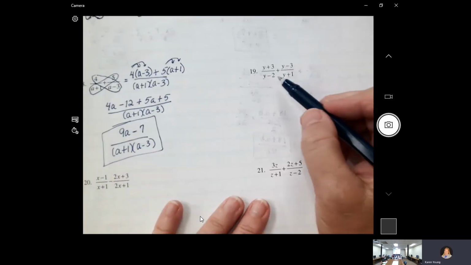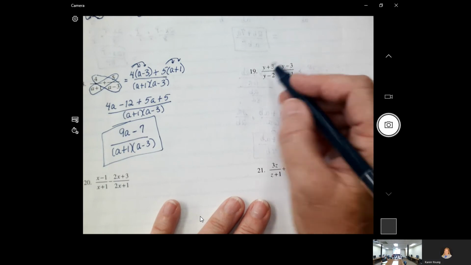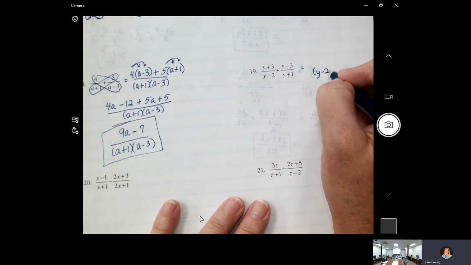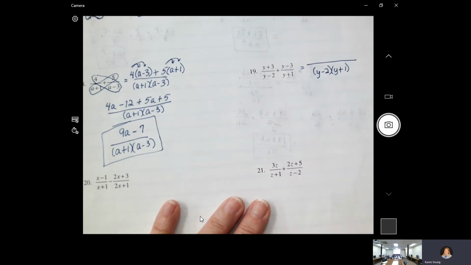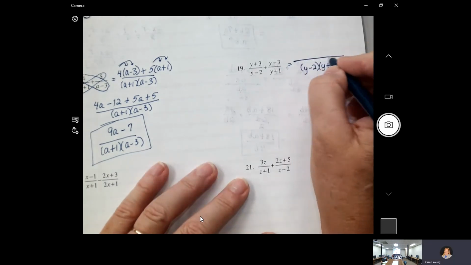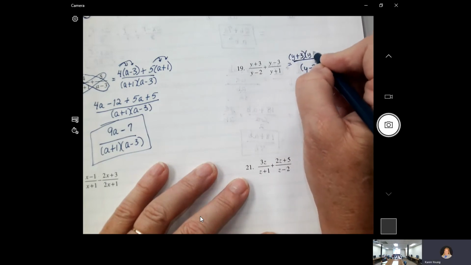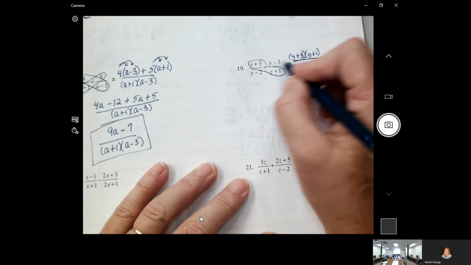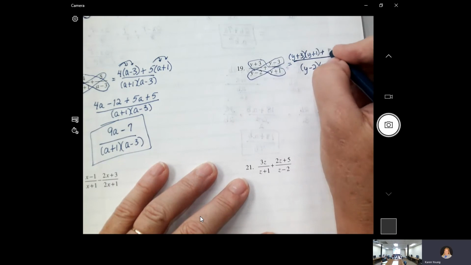Now, on 19, I've got a binomial on top and a binomial on bottom. Still going to multiply the bottom together and get y minus 2 times y plus 1. I'm going to FOIL it out, just multiply them together. And then I'm still going to do the butterfly method, so I'm going to have y plus 3 times y plus 1. So I'm going to go this way. That's plus y minus 2 times y minus 3.